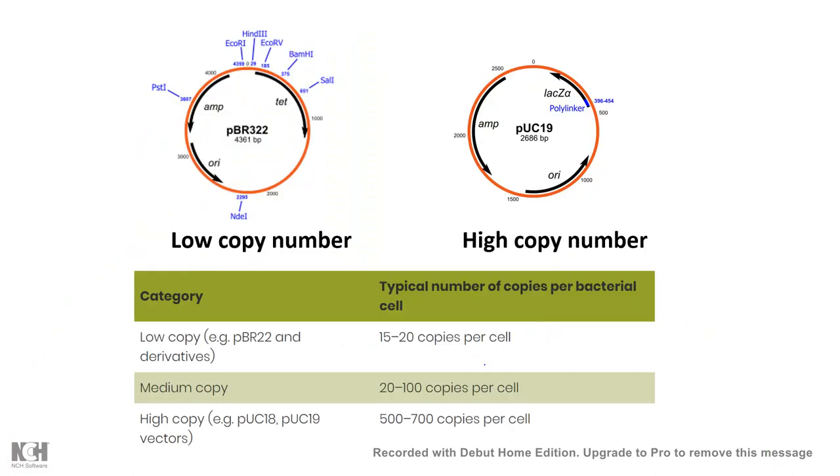And here are some examples of high copy number plasmid and low copy number plasmid. So pBR322, which is a well-known plasmid, is actually a low copy number, whereas pUC19 is a high copy number plasmid. So when we say a low copy number plasmid, it has only 10 to 20 copies of the plasmid per cell. Whereas in case of the high copy number plasmid, it has 500 to 700 copies per cell. Now, I hope you understand the concepts behind plasmid copy number regulation.